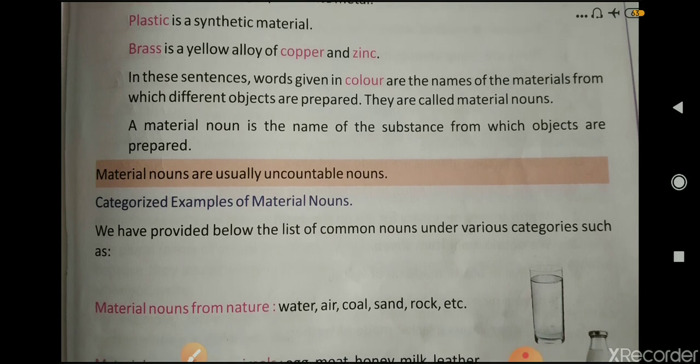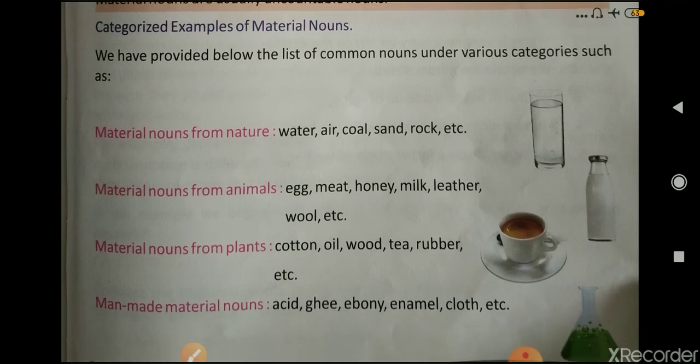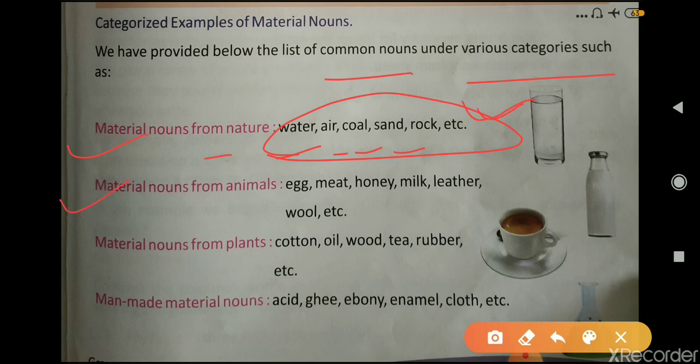We cannot count them. Now, categorized examples of material nouns, as you can see here. Here are some common nouns under various categories of material nouns. Material nouns from nature are water, air, coal, sand, rock, etc. These are the material nouns that we get from nature. Material nouns from animals are egg, meat, honey, milk, leather, wool.